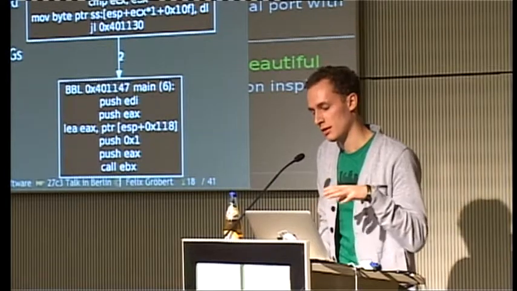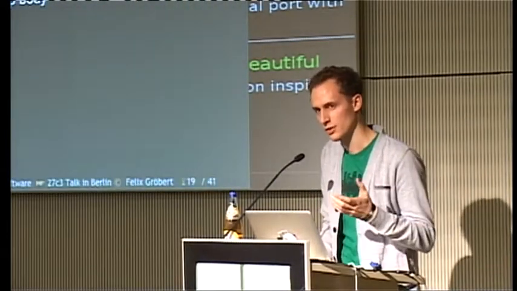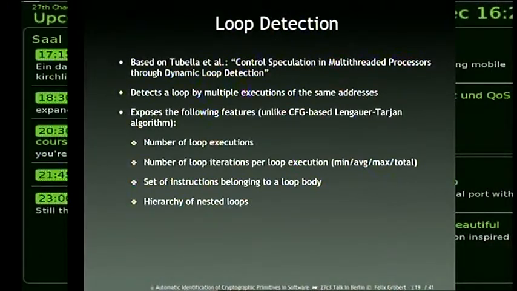Based on that, I can do a loop detection, which I adopted from Gröbert's algorithm. This loop detection algorithm works by detecting multiple executions of the same address and exposes several features. There is also the Lengauer-Tarjan algorithm, but this one doesn't show you how many times a loop is actually executed, how many iterations it has, and how the loops are nested, which is quite interesting from the analysis perspective.